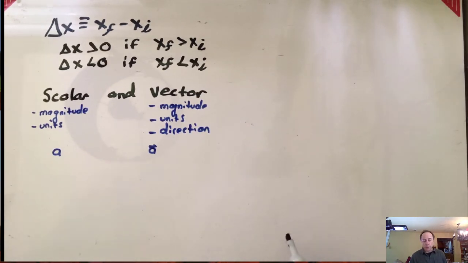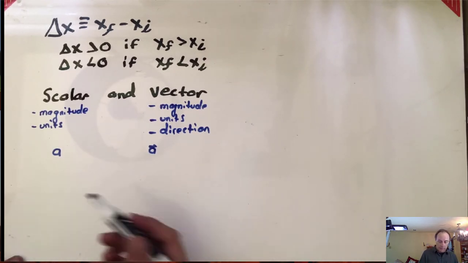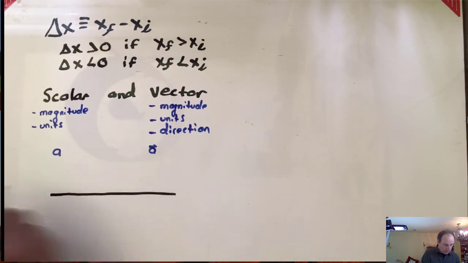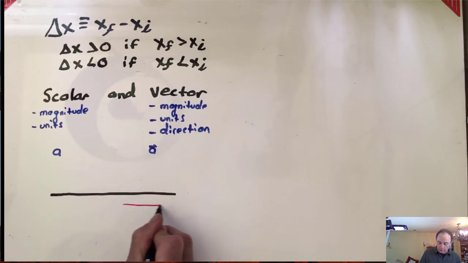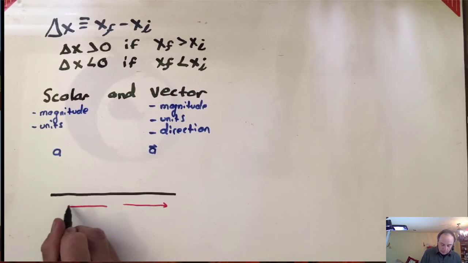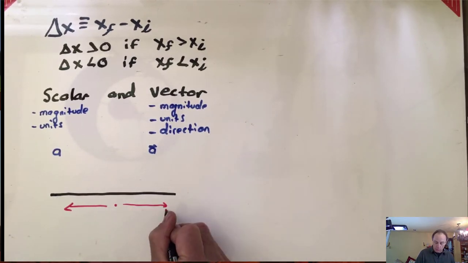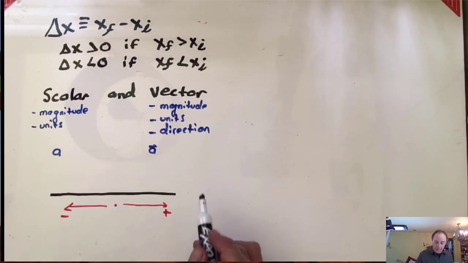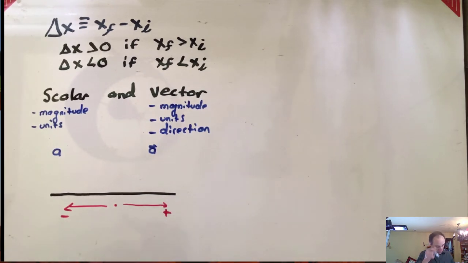Now, in one dimension, vectors only have two directions. In one dimension, you can only go this way or this way if you have some origin. So you call one direction positive and one direction negative. So in one-dimensional vectors, you just have a positive direction and a negative direction.